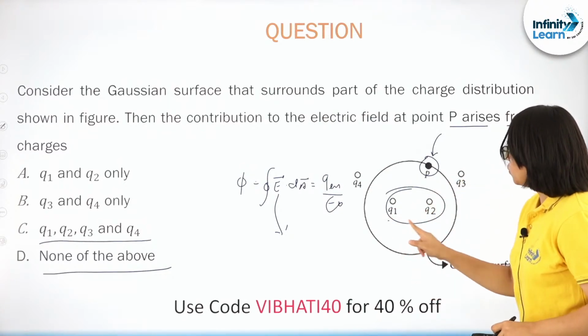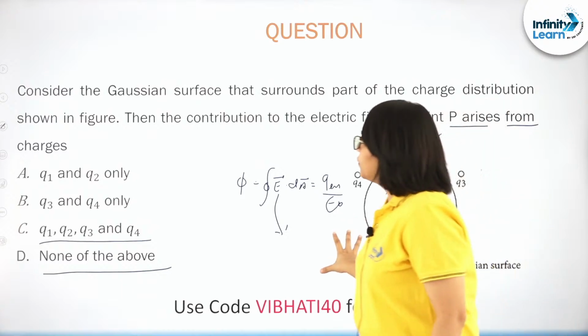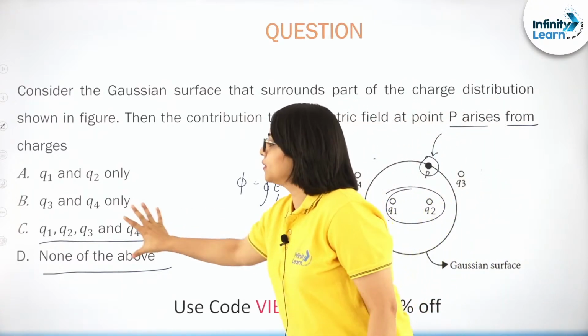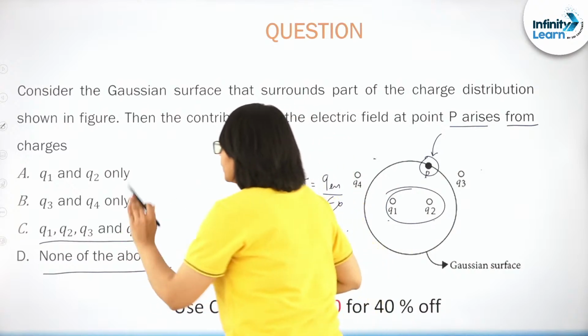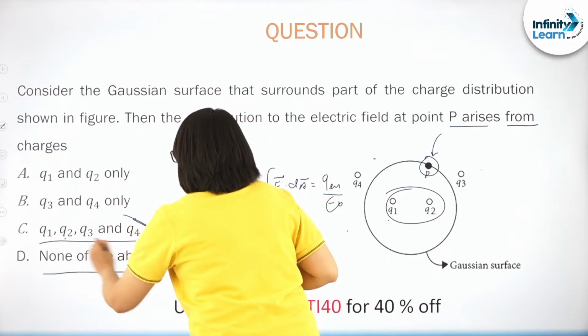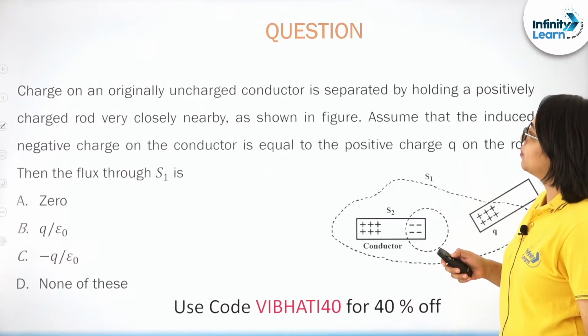कितने चार्जेस है? Q1, Q2, Q3 and Q4. So we have 4 charges. So electric field due to 4 charges will be there. So correct answer is option C, that is Q1, Q2, Q3 and Q4. I hope this is clear, right? चलिए बहुत ही बढ़िया guys, बहुत ही बढ़िया.